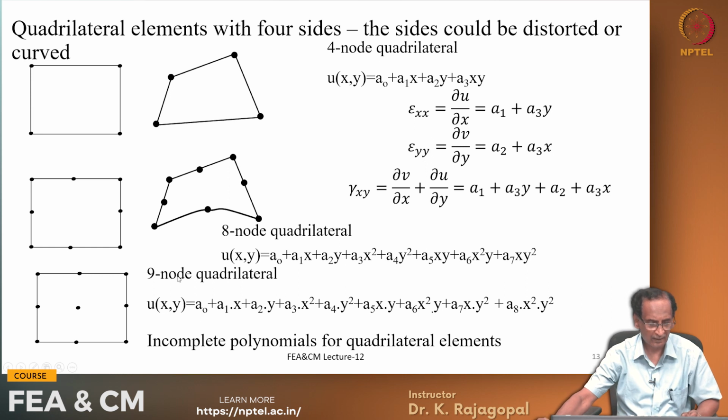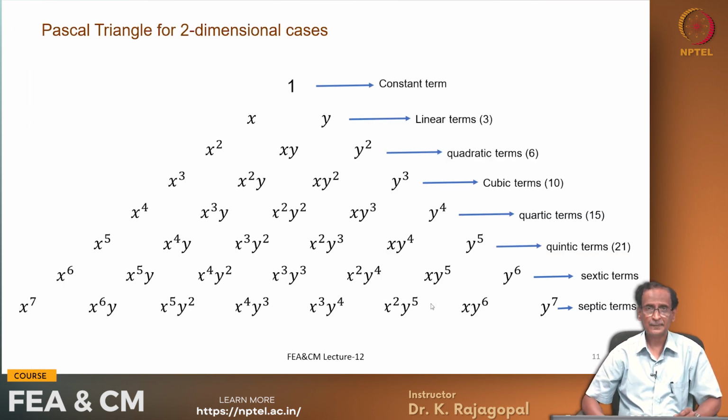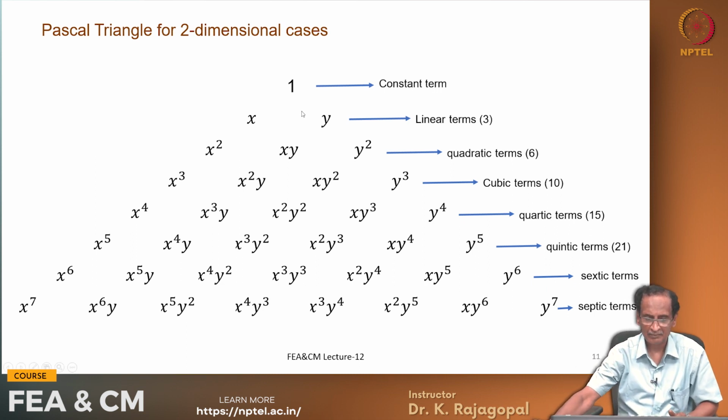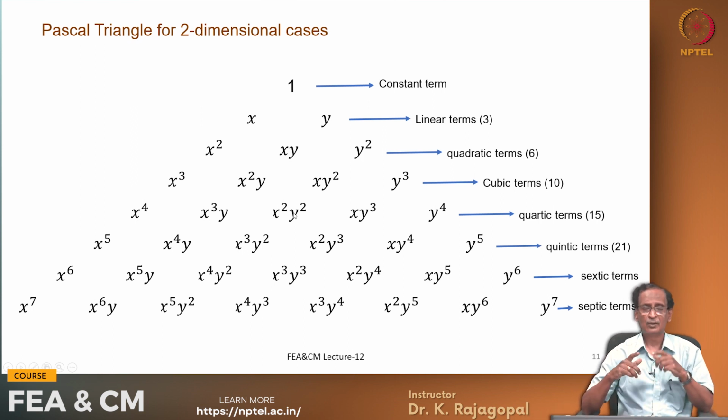The 9 node quadrilateral, the polynomial is like this, and for choosing the polynomial terms for higher order elements requires the observations from the Pascal triangle. See, for 8 node quadrilateral, we have the terms up to x square y and xy square, and for the 9 node quadrilateral, we can include this term x square y square, because in the 9 node quadrilateral also, along each line we have only 3 nodes.